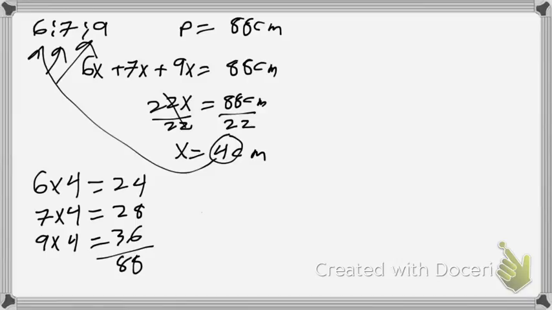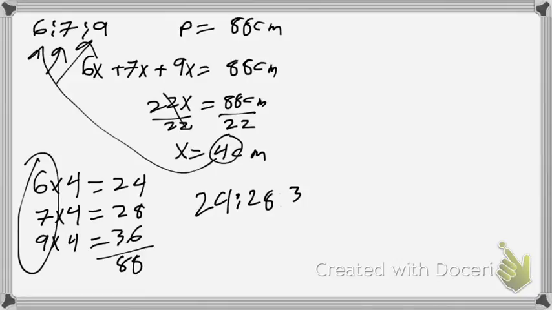Okay? So notice, if we set up this ratio, 24 to 28 to 36, we could reduce that by a factor of 4. So the factor of 4 would bring us down to the base ratio of 6 to 7 to 9. Hopefully that made sense. Okay, moving on.